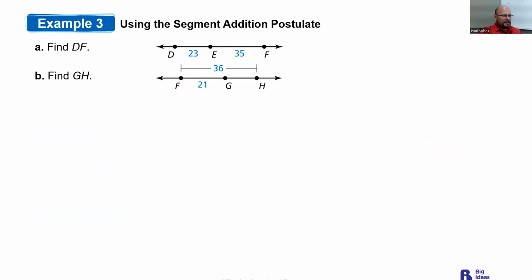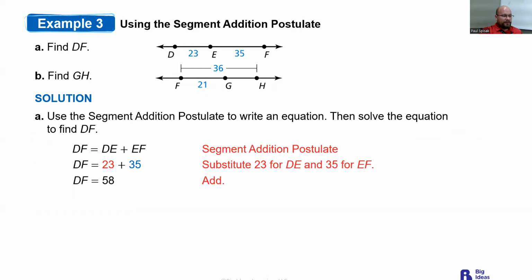All right. On this example, using the segment addition postulate, they put some numbers in there. The first one says find DF. We have 23, we have 35, we have those two. We're going to add them together. 23 plus 35 is going to give us 58. That's the entire length of DF.